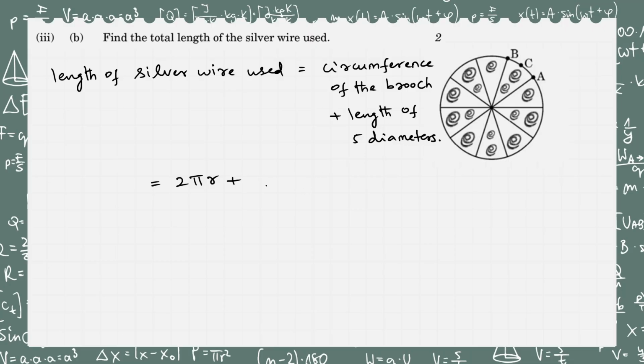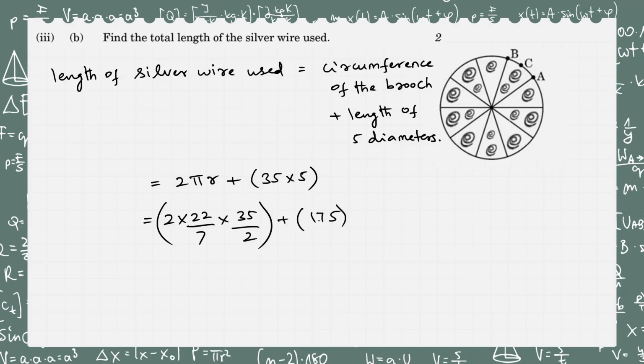So length of 5 diameters will be 35 times 5. Right? So this will be 2 into 22 by 7 into radius, which is 35 by 2. This is a separate thing. And 35 5 times is 175, right? And then this 7 and 35 we can cut, and this 2 and 2 we can cut here. 22 into 5 is 110, and 110 plus 175 will be 285 millimeter. That is the total length of the silver wire used in the brooch, right?